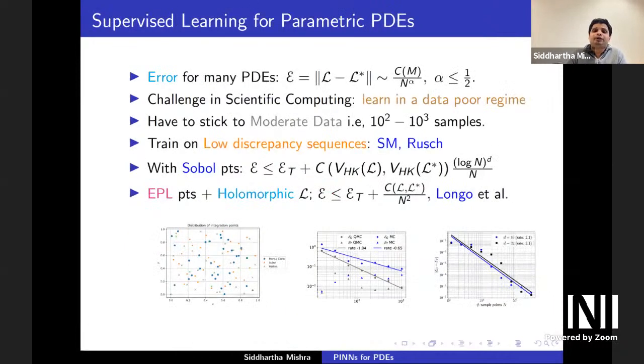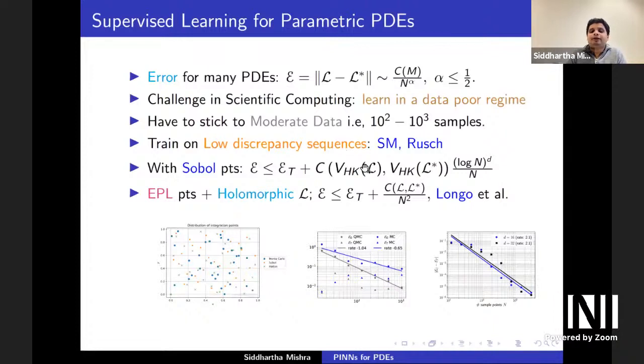So scientific computing is about learning in a data poor regime, that is using moderate data, something like of the order of 100 or 1,000 samples in order to learn, because otherwise it's going to be very expensive. So one way this can be done, at least in the parameterized setting, is to replace random points by low discrepancy sequences, for instance, Sobol points or Halton points and so on.